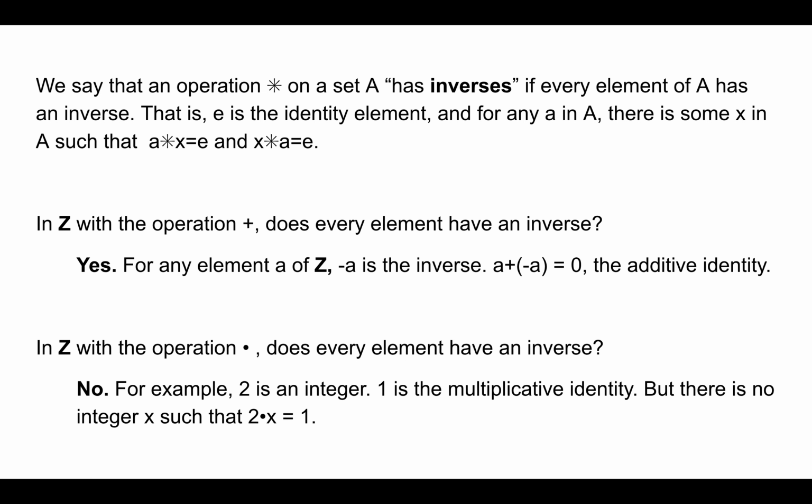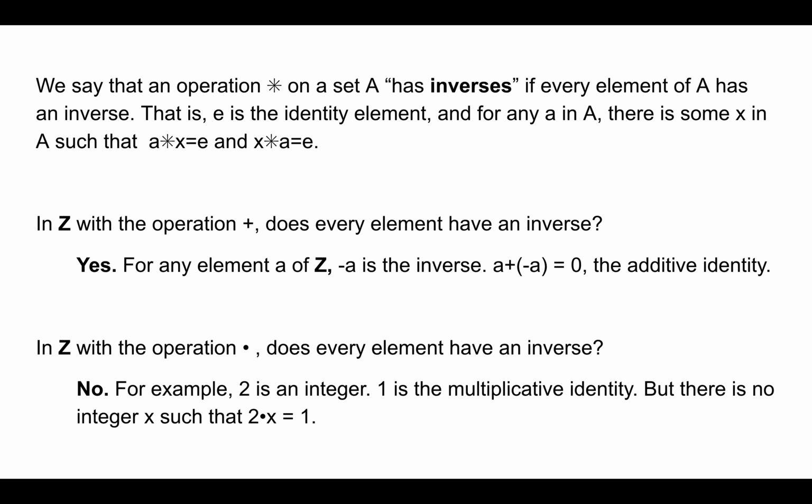Okay, in the integers with addition, does every element have an inverse? Yes. For any integer A, negative A is its inverse. A plus negative A is equal to 0. For example, if A was equal to 2, then negative 2 would be its inverse. If A was equal to negative 11, then negative negative 11, which is positive 11, would be its inverse. So yes, every integer has an inverse under addition.